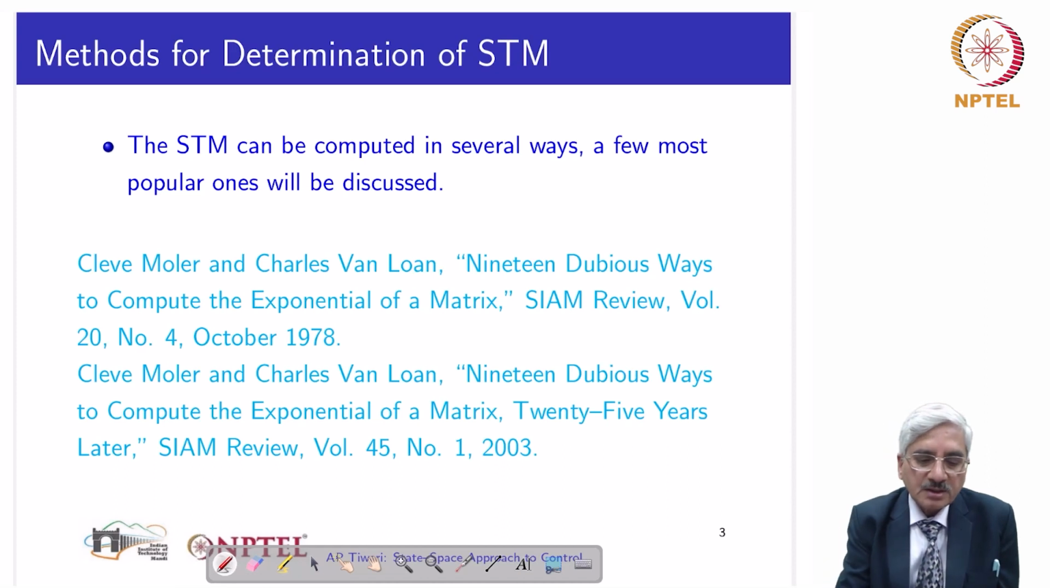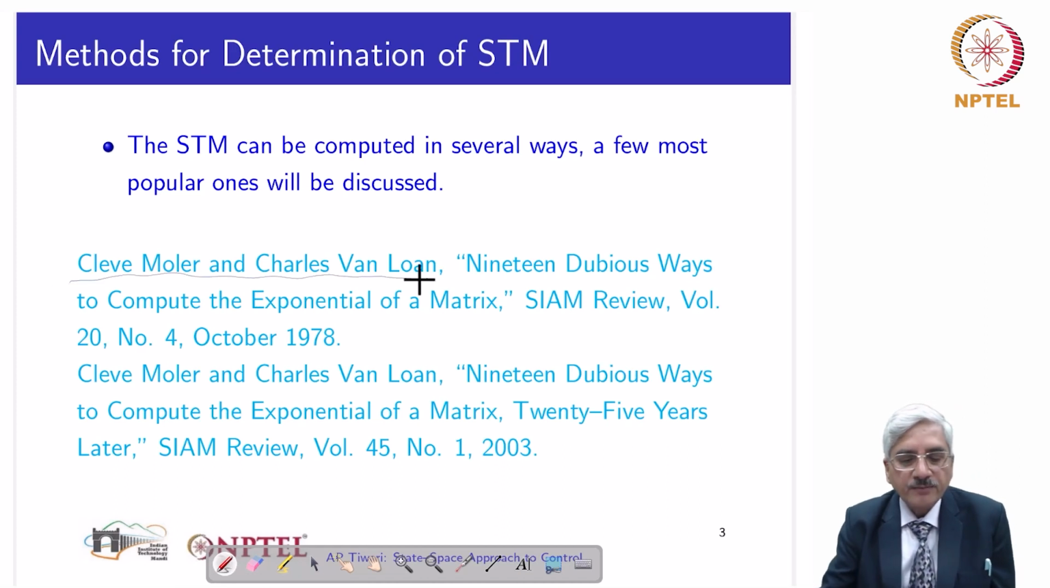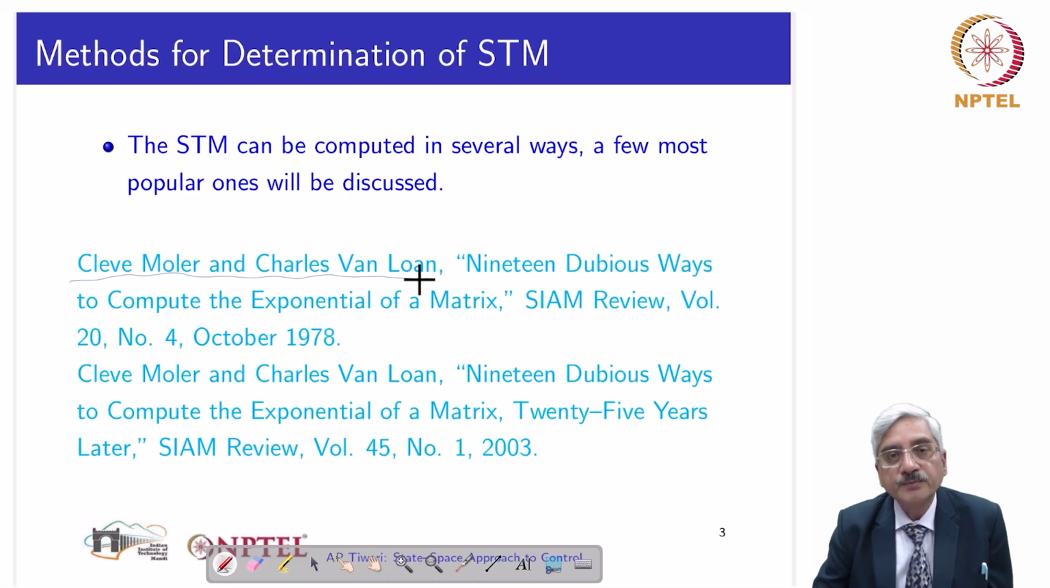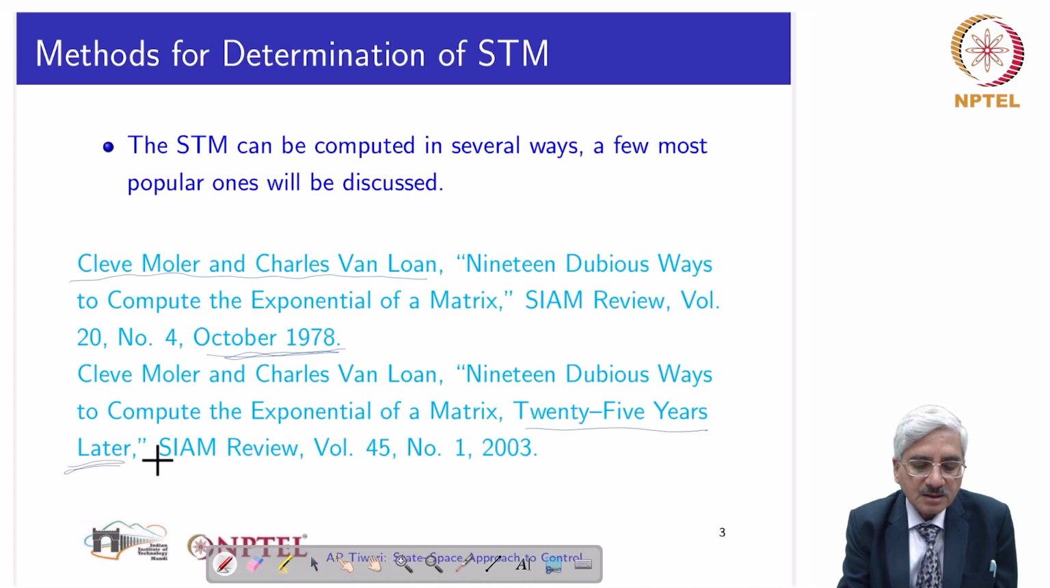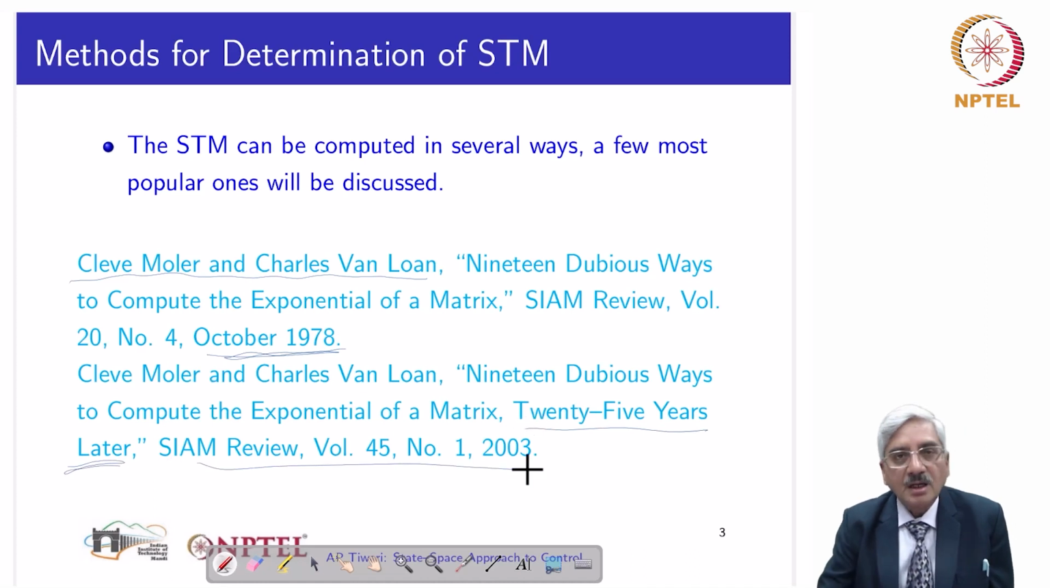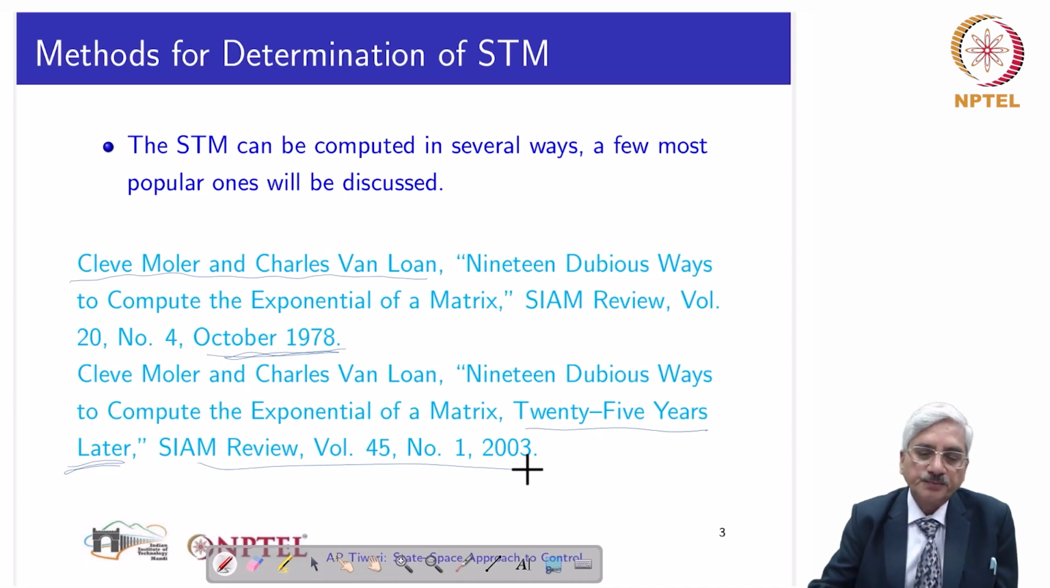One can refer to this reference by Cleve Moler and Charles Van Loan, 19 dubious ways to compute the exponential of a matrix, which appeared in SIAM Review in October 1978. 25 years later, the same authors have brought up again the review in 2003. One can refer to this, or in the textbook, numerous methods of computation of state transition matrix are available.